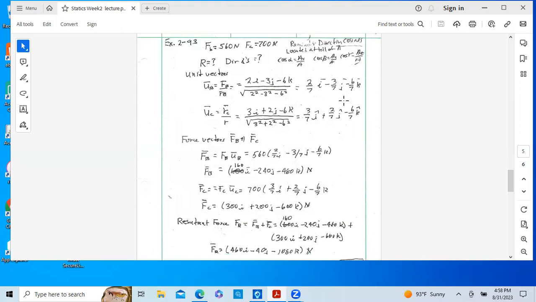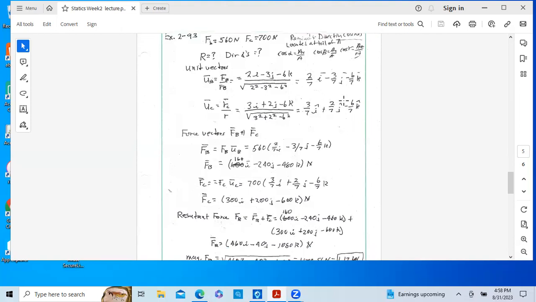Okay, so for the other force, C, it's basically the same thing for the unit vectors. Again, I just want to get the dimensions. The position vector for C is 3I plus 2J minus 6K. The magnitude is the square root of 3 squared plus 2 squared plus 6 squared. Again, this denominator comes out to be 7. And so it's 3/7 I, 2/7 J, minus 6/7 K.